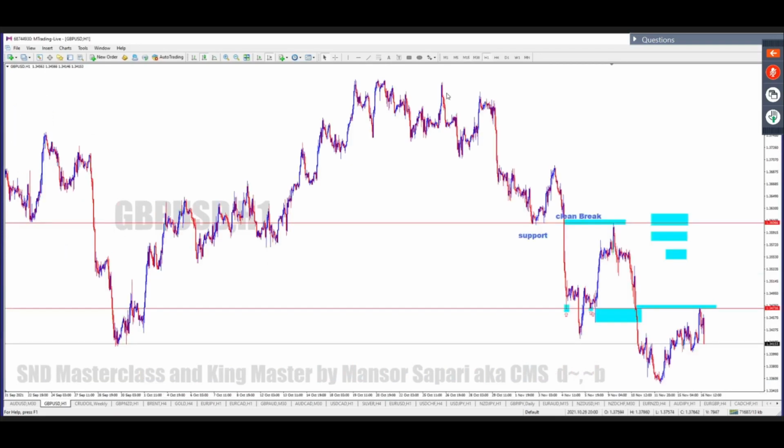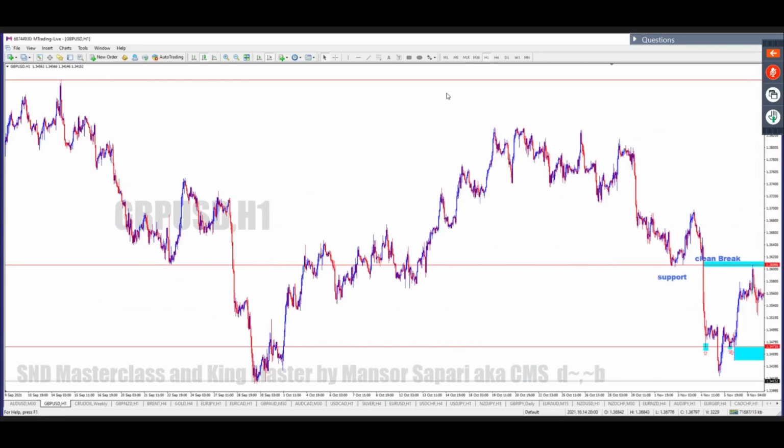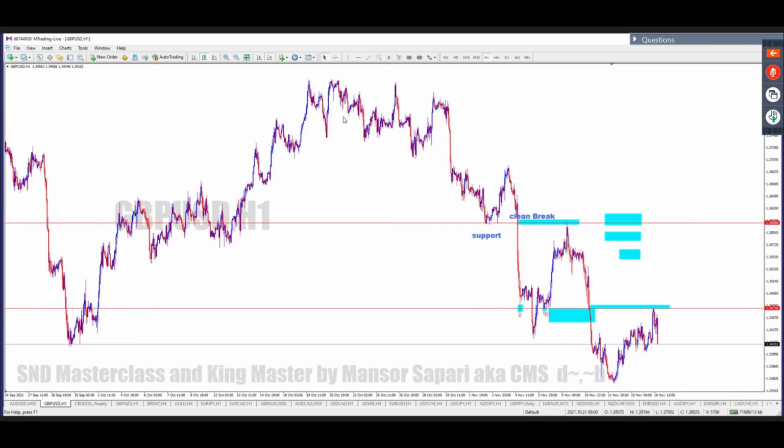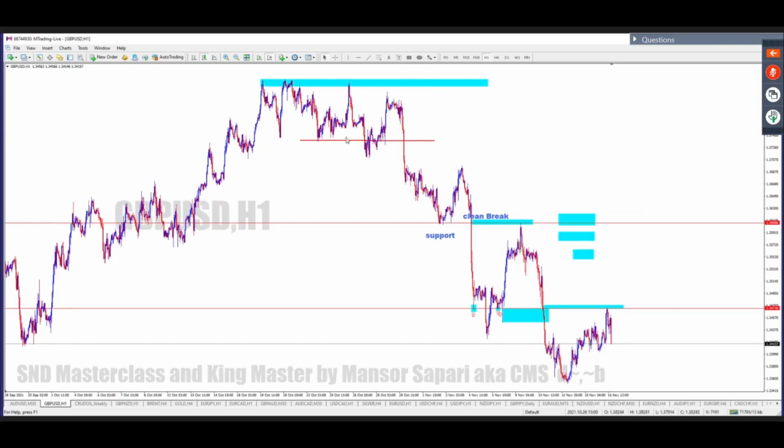Let me see on GBP USD. Do we have a Wyckoff over here? No. Sometimes price reverses, making a new lower low, but it never makes a Wyckoff pattern. So this is not a Wyckoff pattern. This is something totally different.